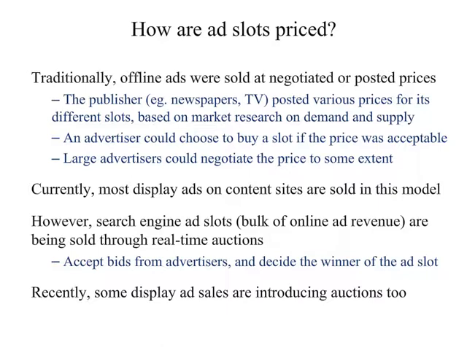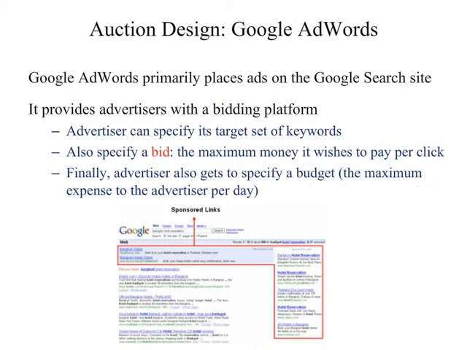And I'll now go into what kind of auctions are being run. Okay, so here is a sample Google search result. Two ads on top, a few on the side. And so how does Google AdWords decide what ads to show? So essentially, what does AdWords provide?